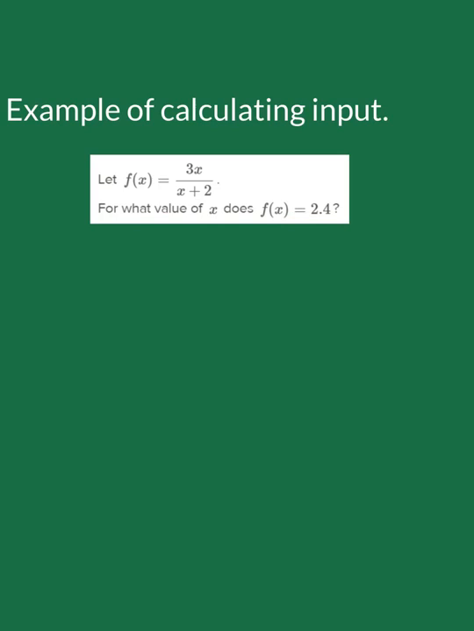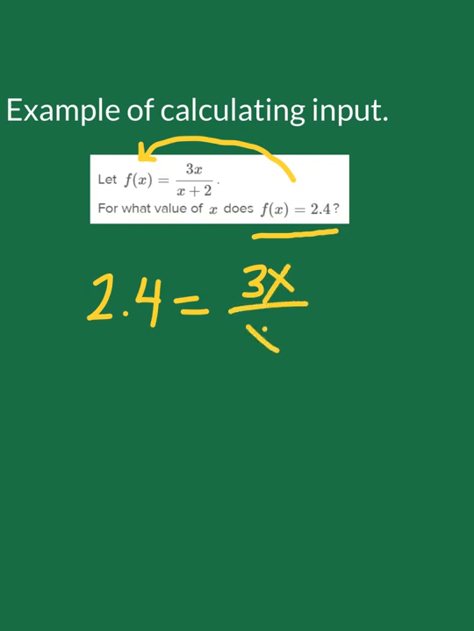So this is all we have to do. Here's my f of x equals 2.4. I'm going to use that information right there. I'm going to replace f of x with 2.4, so this is going to be 2.4 equals 3x divided by x plus 2. See, I have an equation here, and I'm solving for x. All right, I can do this. We can do this.